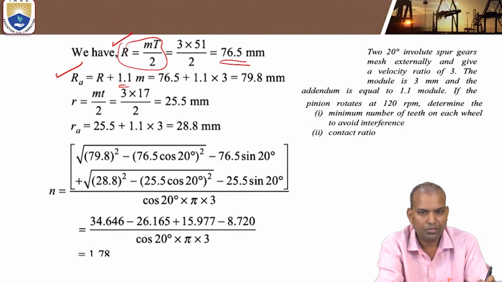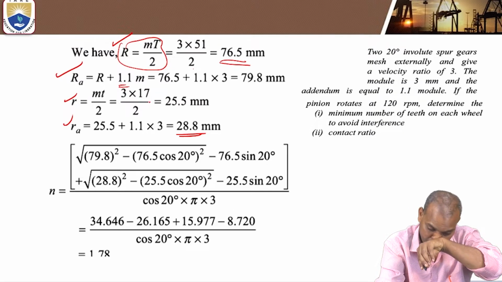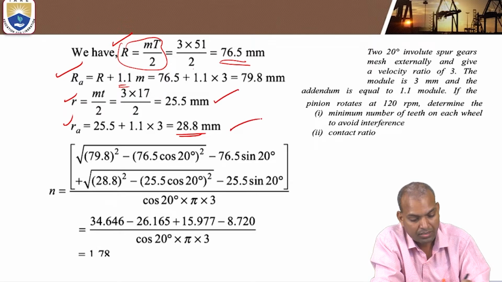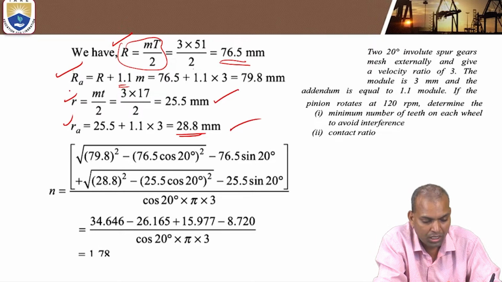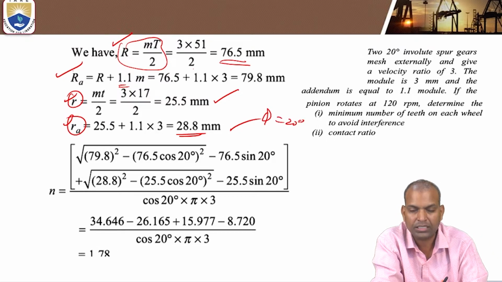Now we need the values related to the pinion, that is small ra. What is ra equal to again? r plus 1.1 times M, that is 28.8. What is small r equal to? That is mt by 2, that is 3 times 17 by 2, that is 25.5 millimeters. Alright. Now we know r and also ra. What is the pressure angle? Phi equal to 20 degrees.